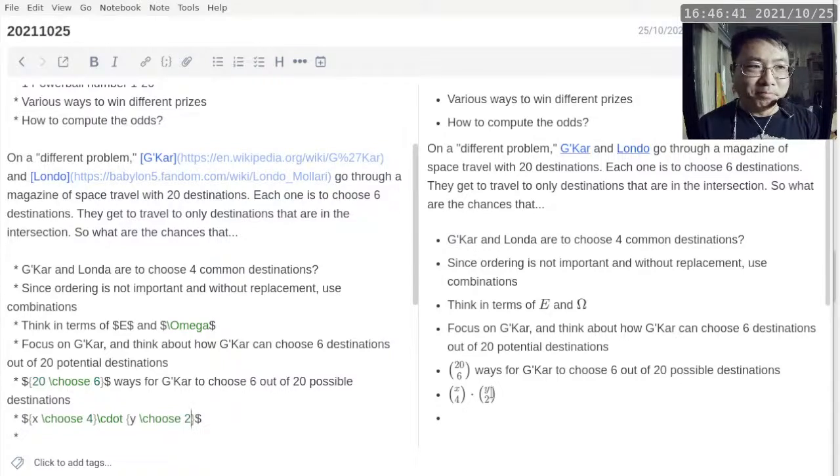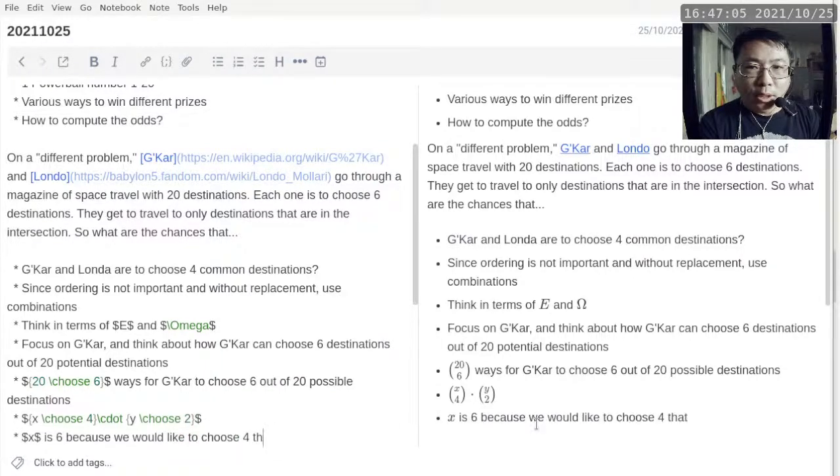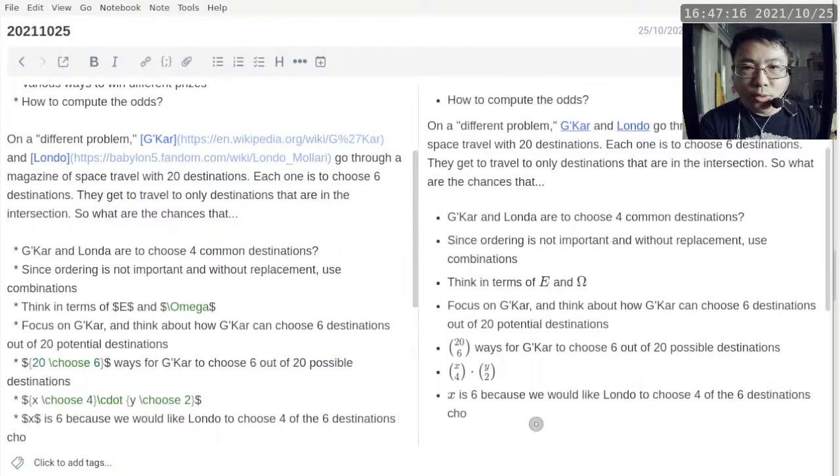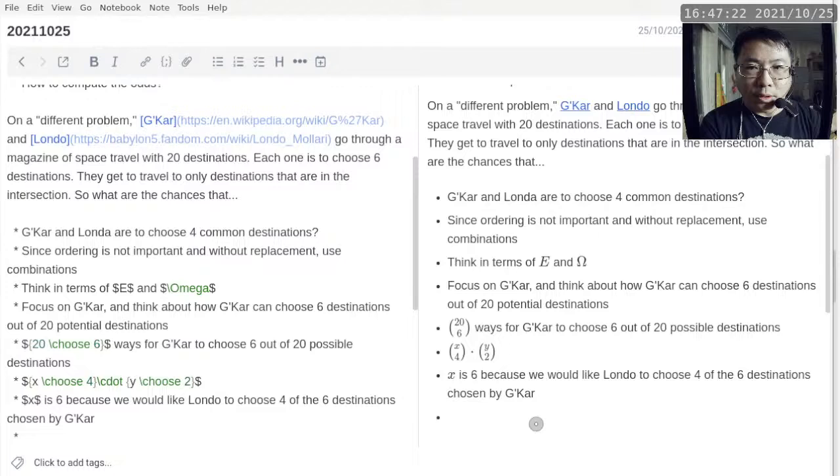Okay, x is 6. Let me just write it here. You guys can focus on the right hand side. You don't have to look at me typing in LaTeX. So I'm going to say x is 6 because we would like to be specific. We want Londo to choose 4 of the 6 destinations chosen by Jacquard. That is why x is 6.